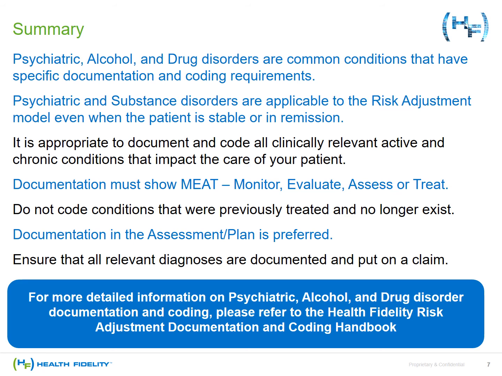So in summary, psychiatric, alcohol, and drug disorders are common conditions that have specific documentation and coding requirements. Psychiatric and substance disorders are applicable to the risk adjustment model even when the patient is stable or in remission, so it is important to document and code all clinically relevant active and chronic conditions that impact the care of your patient. Documentation must show evidence of MEAT, that you've monitored, evaluated, assessed, or treated, and do not code conditions that were previously treated and no longer exist. Documentation in the assessment and plan is preferred, and please ensure that all relevant diagnoses are documented and put on a claim at least once in a calendar year.